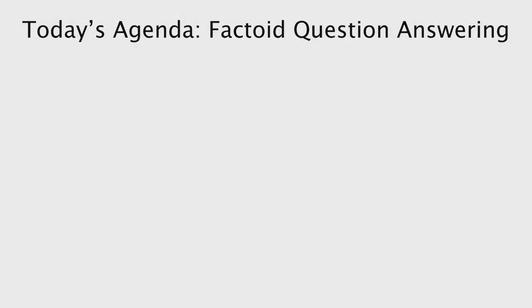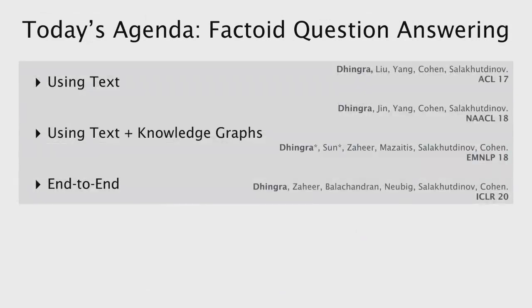So before I go into the details, let me give you an overview of the outline for today. I'm going to start by addressing how we can answer factoid questions using text corpora as our source of knowledge. But then I'm going to highlight some limitations of that approach and how we can address those limitations using a combination of text with knowledge graphs.